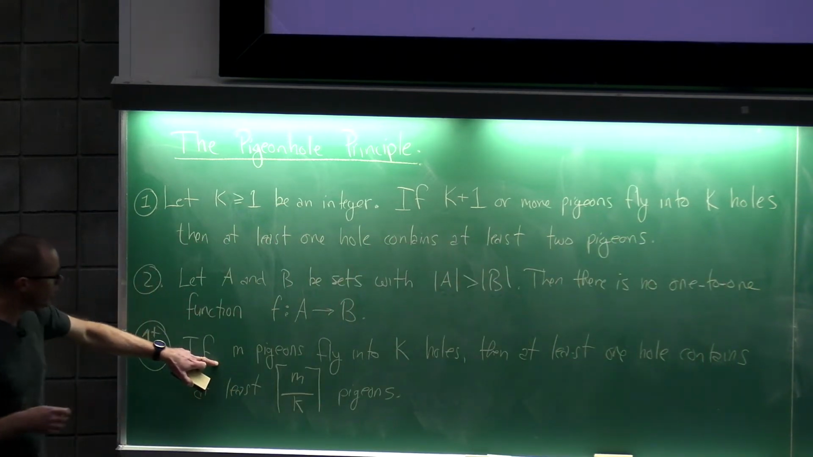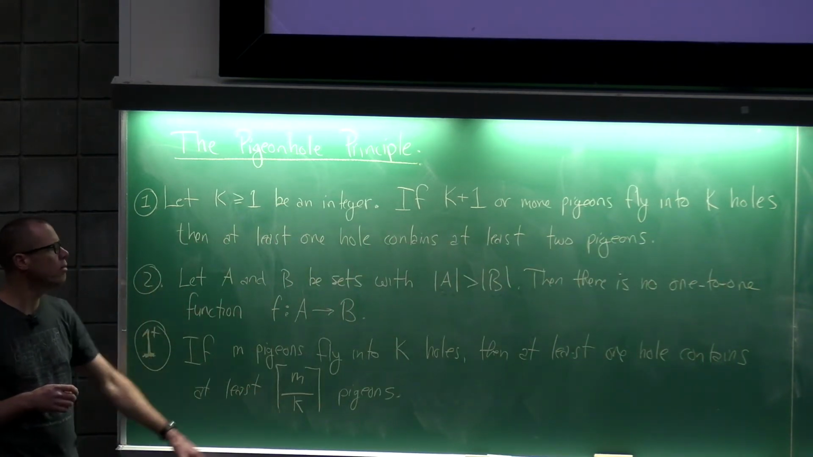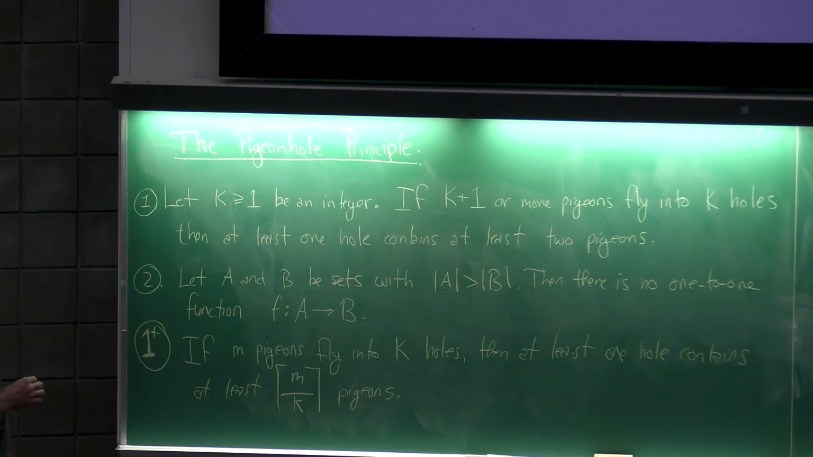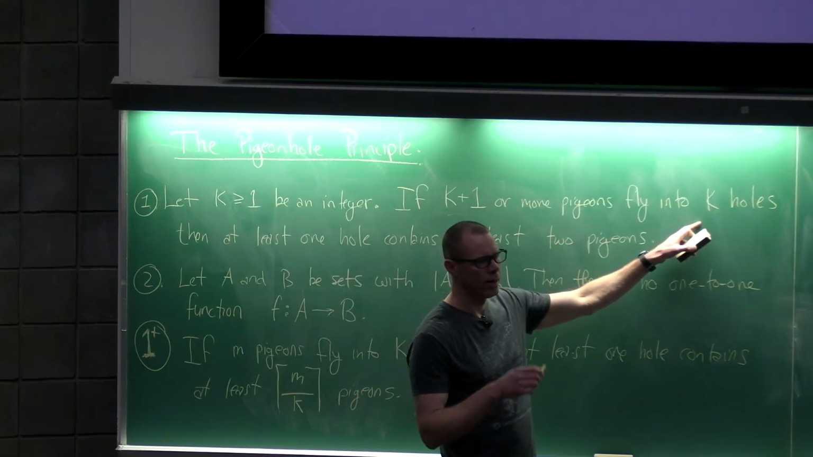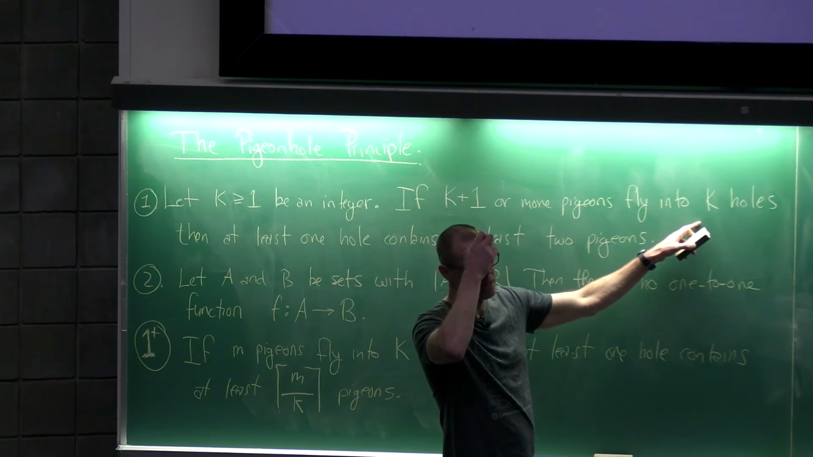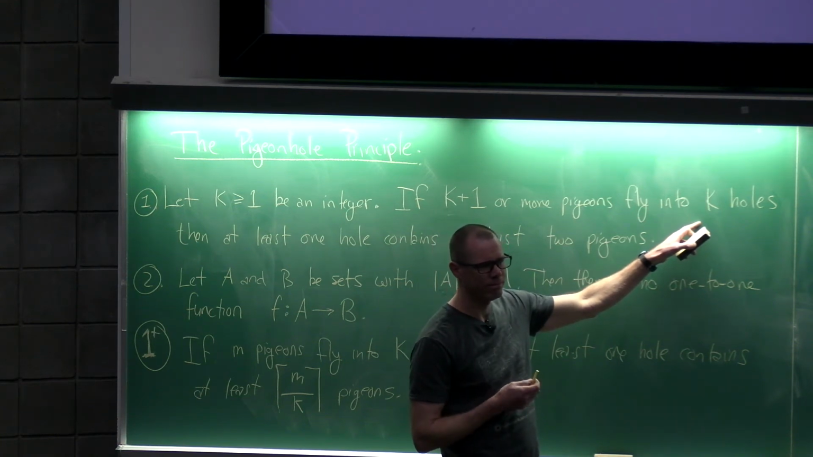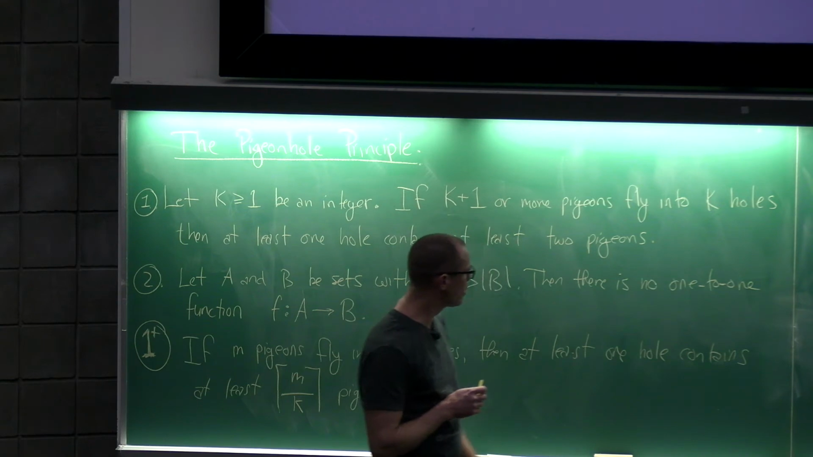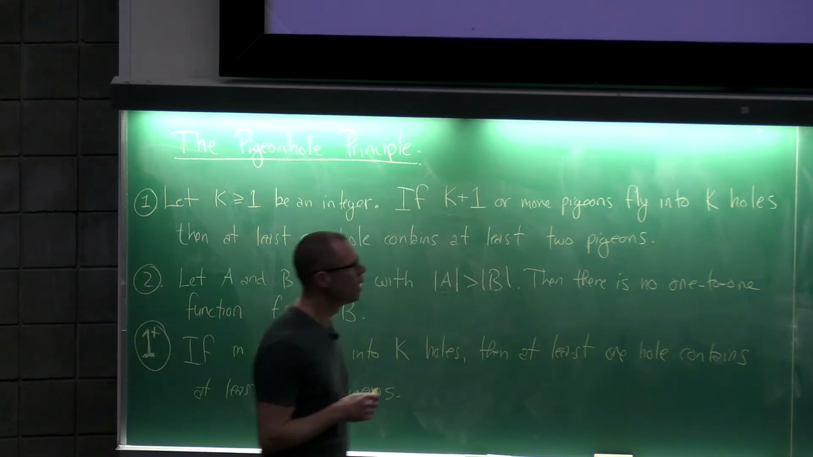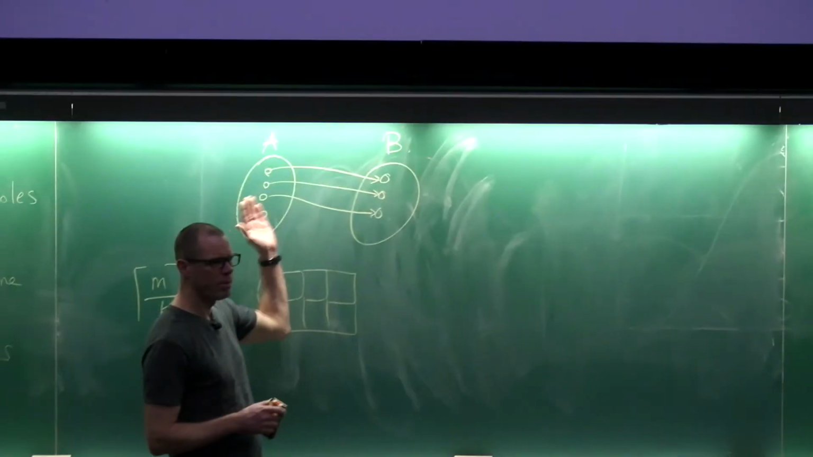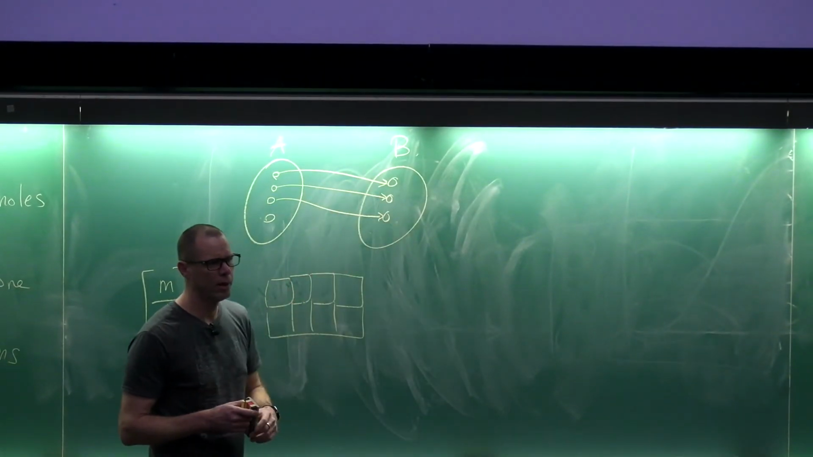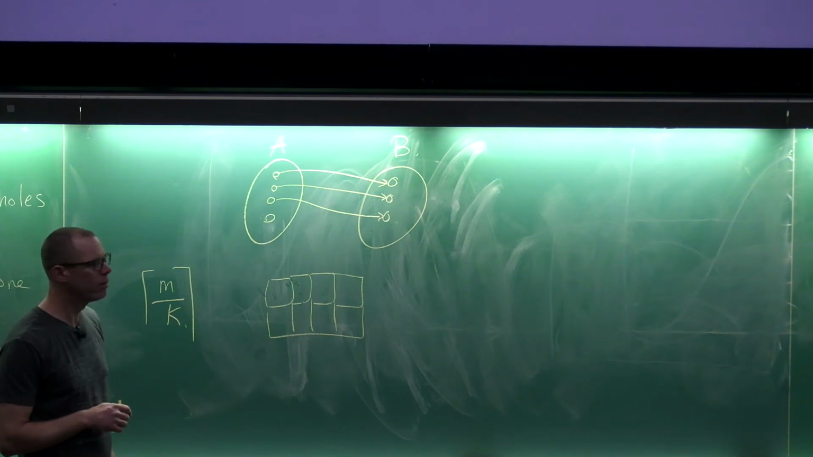For sure, here you need it because otherwise dividing by 0 doesn't make sense. And then it doesn't really make sense if the pigeons fly into 0 holes. That also sort of doesn't make sense. And similarly, for functions from A onto the empty set, somehow that doesn't work either. So you need at least one thing in B or one hole, however you want to view this.